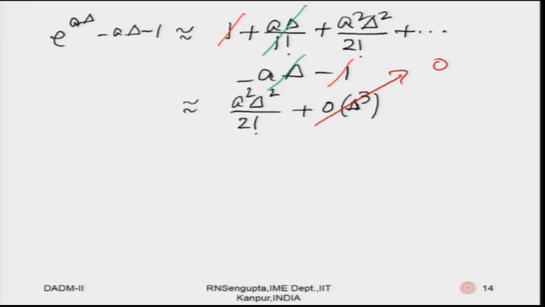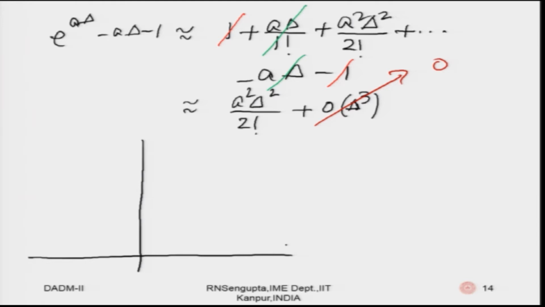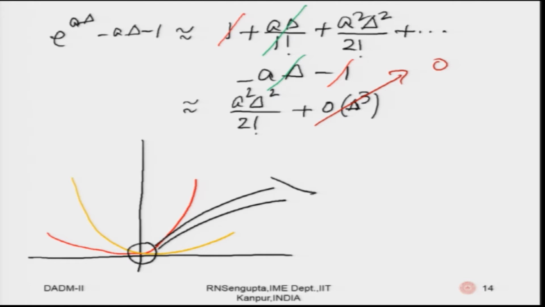So, if you consider A square delta square by factorial 2, you see it is basically a quadratic loss function, the squared error loss function, which means the LINEX loss function for very small values of delta behaves quadratically, for both positive and negative values of A. So, if you zoom in at this portion, the values would be quadratic almost exactly, for very small values.